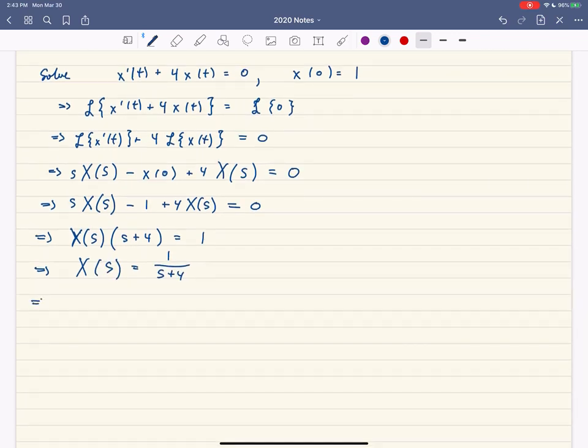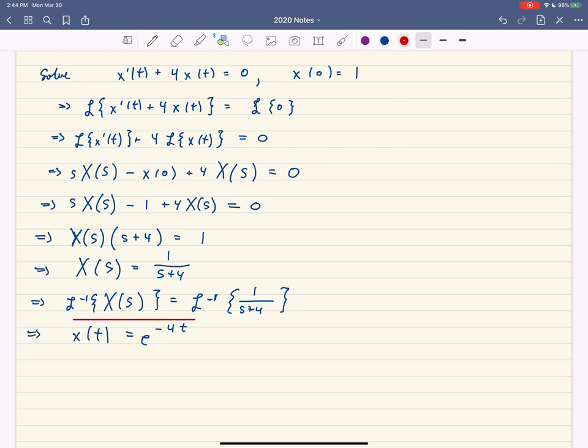And so our final step is to take the inverse Laplace transform of both sides. The inverse Laplace transform of the Laplace transform capital X is little x. And the inverse Laplace transform of 1 over s plus 4 is going to be e to the minus 4t. And so this is our solution to the differential equation. X of t is e to the negative 4t. Okay, that's our solution there.